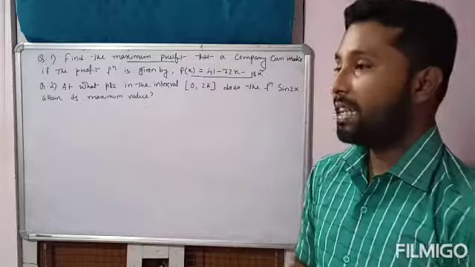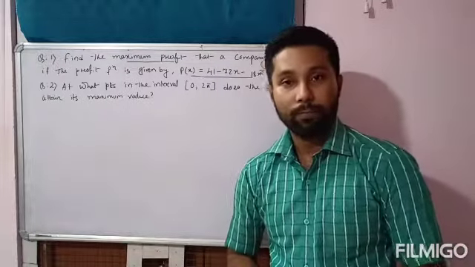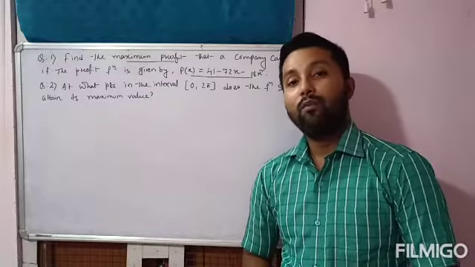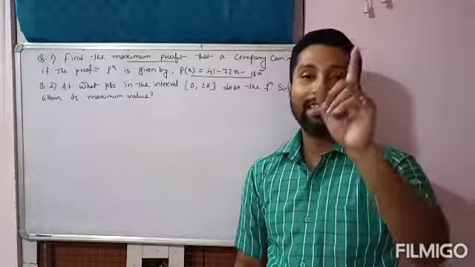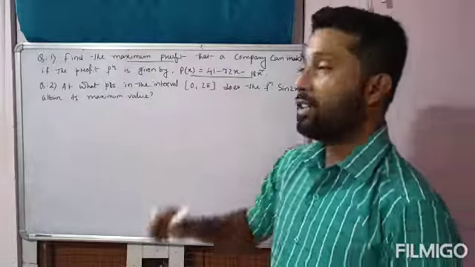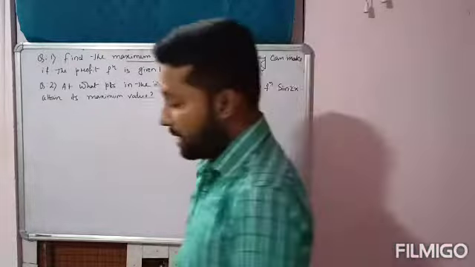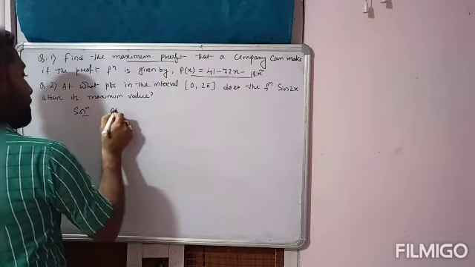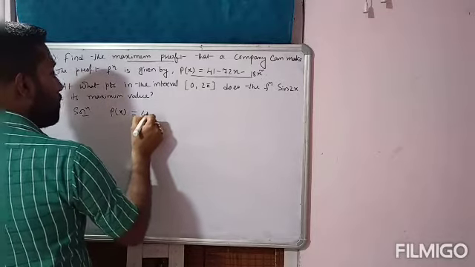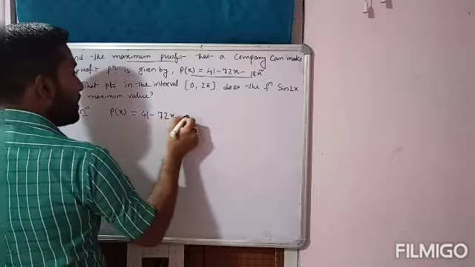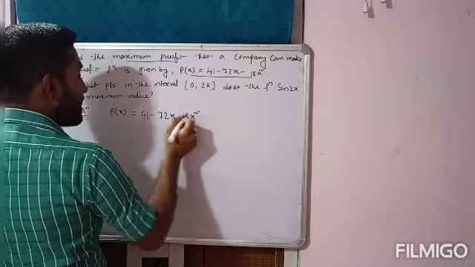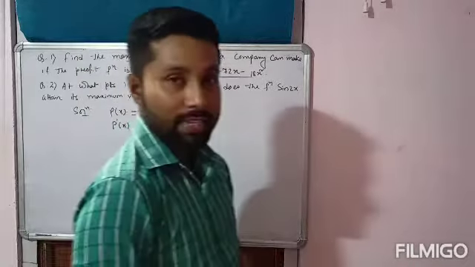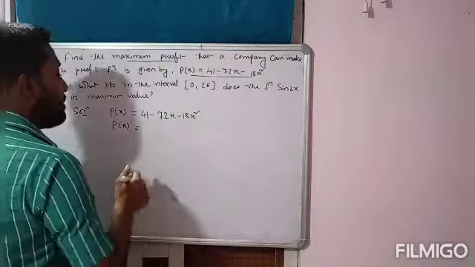Whether you have to find the maximum or minimum value, what are the working rules? I have given the working rules already. Find both first order and second order derivative of the given profit function. So here this is solution number 1. Here p of x is equal to 41 minus 72x minus 18x square. Find both first order and second order derivative. Yes, this is the first step to find the maximum and minimum value.